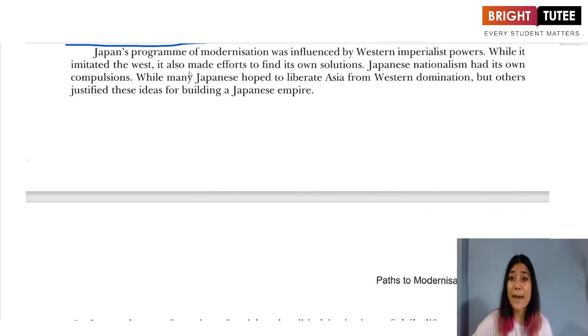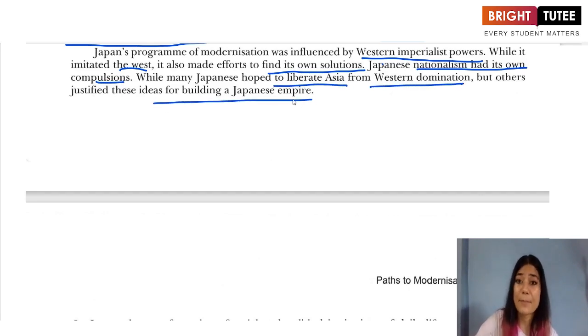Now, we already know that Japan's process of modernization was influenced by Western imperialist powers, by the Western countries. Okay. Now, while it was influenced by the West, it also made efforts to find its own ways to retain its culture, to retain its traditions. So it did not just take everything from the West. It retained its own unique culture and traditions. Okay, so Japanese nationalism had its own compulsions. While many Japanese hoped to liberate Asia from Western domination, others justified their ideas by building a Japanese empire.